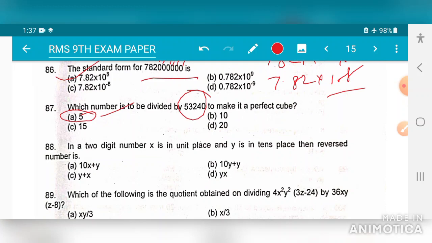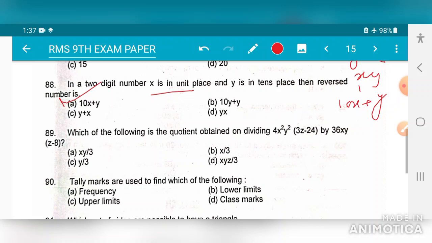In a 2-digit number, x is in the unit digit and y is in the tens place. Then the reverse number means xy, where x is in the tens place and y is in the units place. That is 10x plus y. This is the answer.